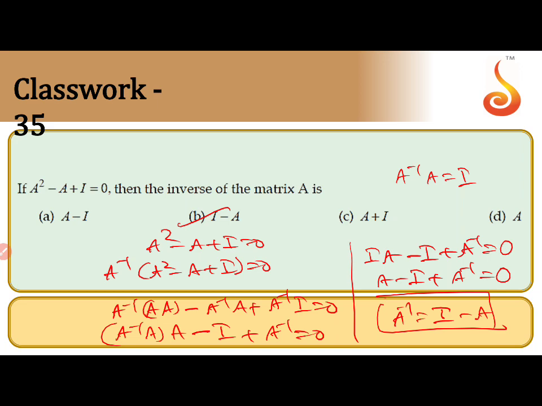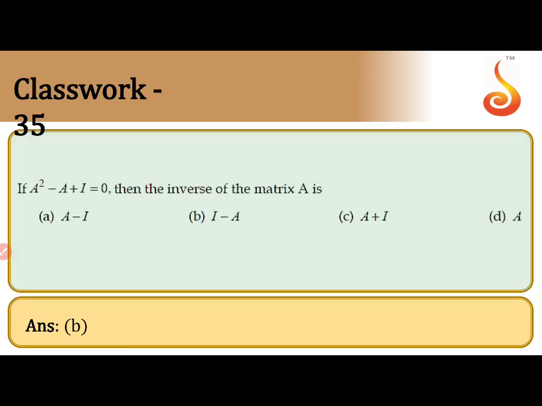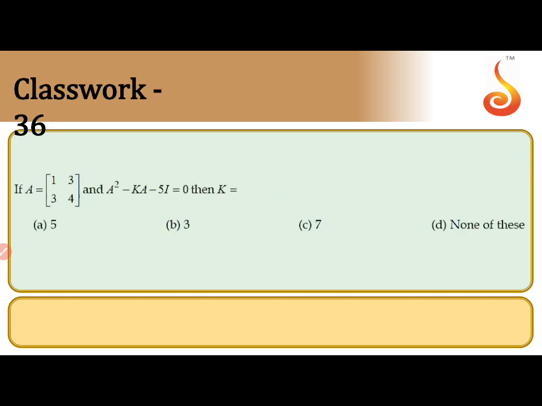So what did I do? I multiplied by A inverse on both sides. So that means what comes here? A inverse into A square, right? A square is A, A inverse into A. A inverse into I. We have the property A inverse into A is what? I. So now you can rearrange: A inverse A into A minus A inverse into A is I. A inverse I into I is A inverse. Again A inverse A is I, so I A minus I plus A inverse equals O. Now simplify to get the answer. Understand this one? Answer is B.